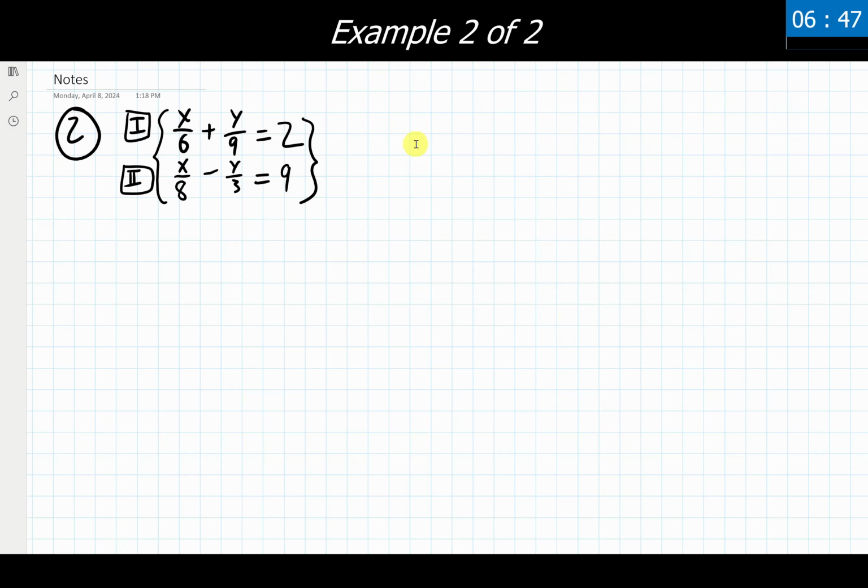Our second example is a system of equations that is way grosser looking than our first one. I want to show you how we can go through this because we do have some tricks up our sleeve. So we're working with the first equation, x over 6 plus y over 9 equals 2. And our second equation is x over 8 minus y over 3 equals 9. Now, the left half of these equations are both very gross. We don't like the fractions in there. I don't think it's easy to find additive inverses with those fractions.